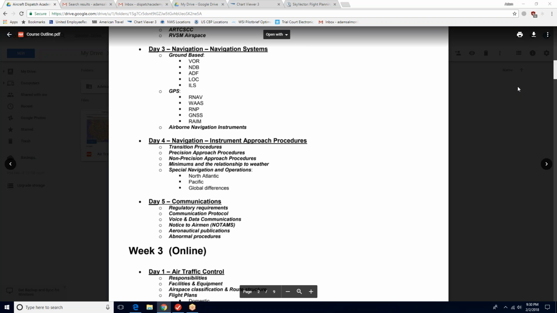You need to be able to state what the difference is between a non-precision and a precision approach. And that's just that one's only horizontal and one does vertical and horizontal. Correct, yeah. A non-precision is going to be horizontal only, and a precision is both vertical and horizontal. Cool.